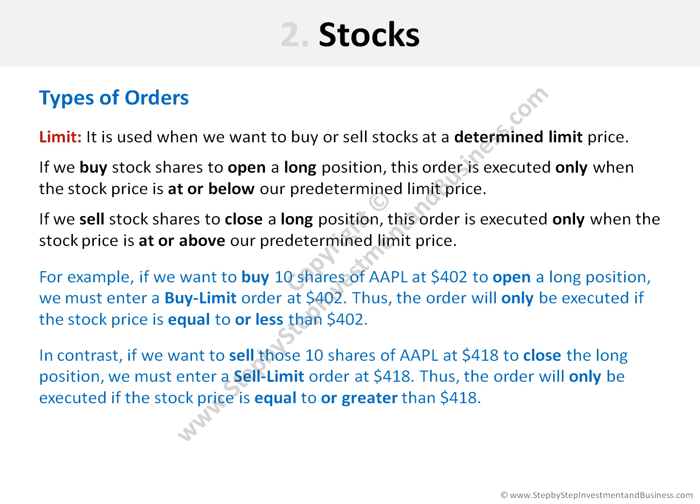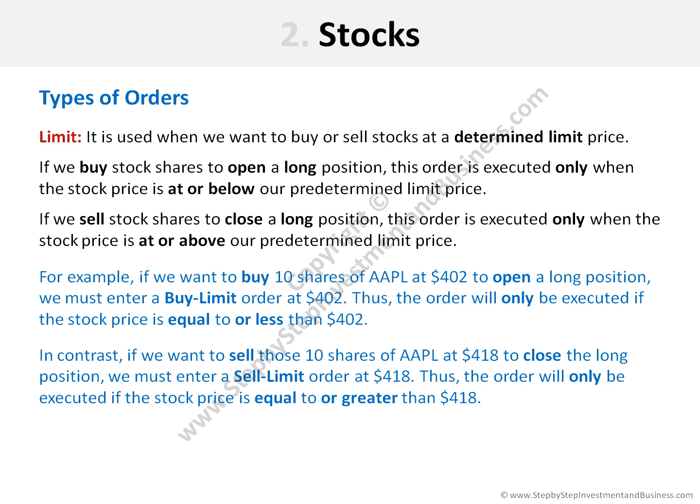For example, if we want to buy 10 shares of Apple at $402 to open a long position, we must enter a buy limit order at $402. Thus, the order will only be executed if the stock price is equal to or less than $402. In contrast, if we want to sell those 10 shares of Apple at $418 to close the long position, we must enter a sell limit order at $418. Thus, the order will only be executed if the stock price is equal to or greater than $418.